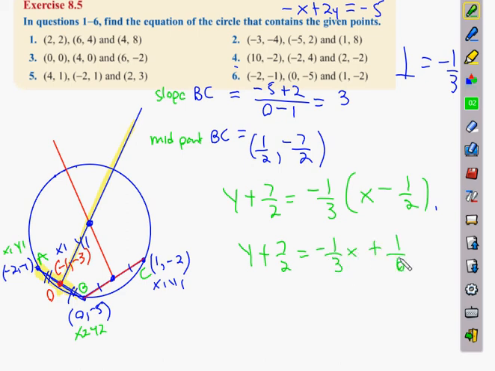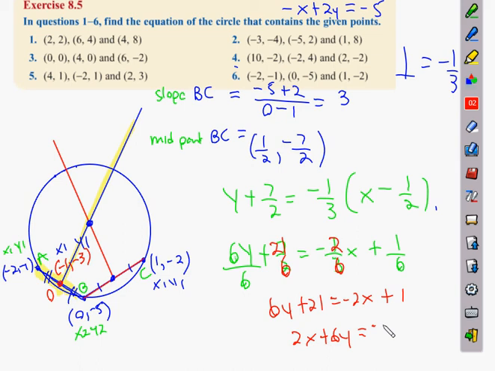I'm going to put everything over 6's now. 6y over 6. I'm going to call that, multiply top and bottom by 3, 21/6. This one's going to be 2 over 6. Alright? And then it all becomes 6y plus 21 equals minus 2x plus 1. 2x plus 6y equals minus 20. X plus 3y equals minus 10.